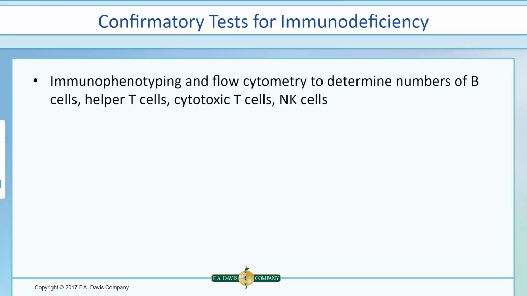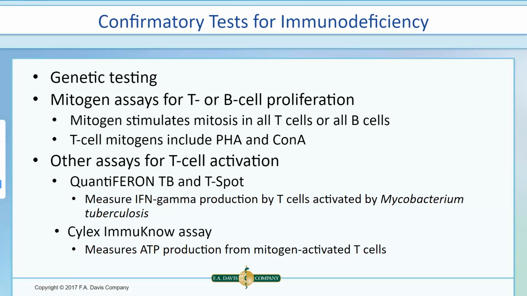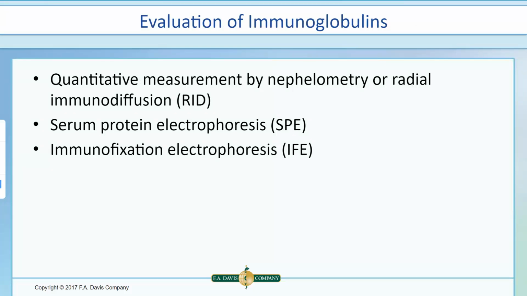Confirmatory tests would be immunophenotyping and flow cytometry to determine the numbers of B cells, helper T cells, cytotoxic T cells, and NK cells. And this is a diagram of that. There's also genetic testing. Genetic testing may not capture everything. Evaluation of immunoglobulins is done by methods previously described. So I talked about serum protein electrophoresis, immunofixation electrophoresis. We can also have quantitative measurement by nephelometry or radial immunodiffusion.